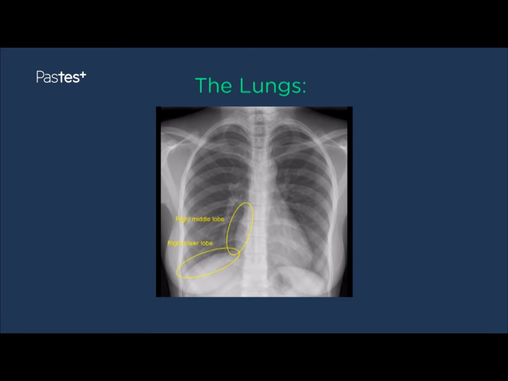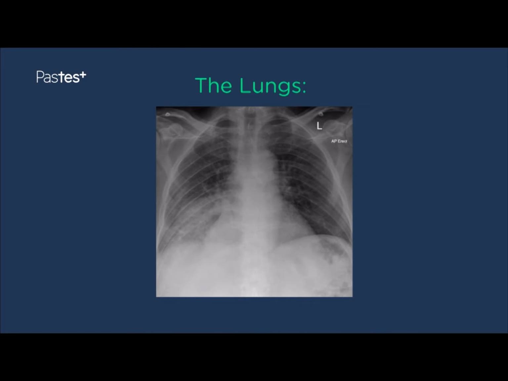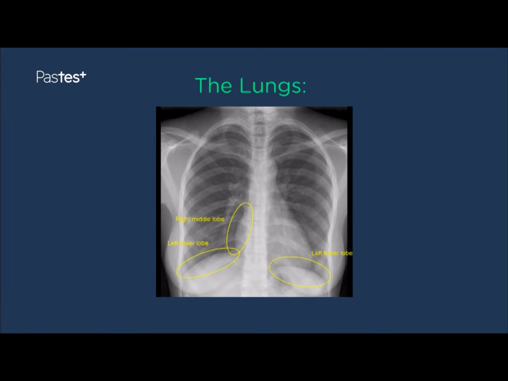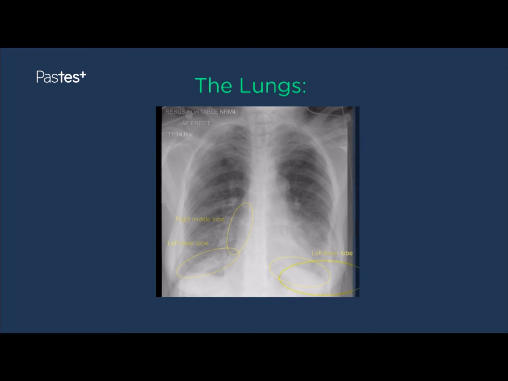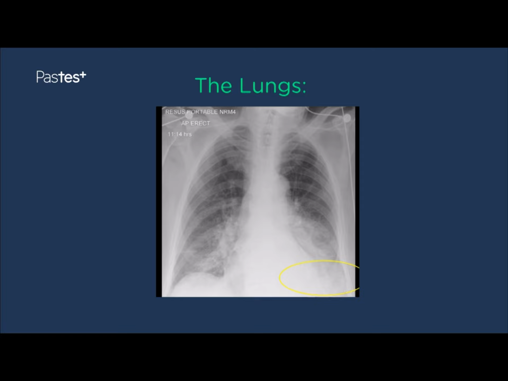If we lose the right hemidiaphragm, we know the pathology lies in the right lower lobe. So here, we've lost the right hemidiaphragm, the consolidation lies within the right lower lobe. On the left, if we lose the left hemidiaphragm, the pathology is in the left lower lobe, and here we can see an example of that.